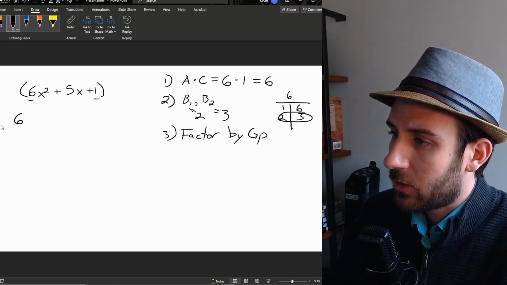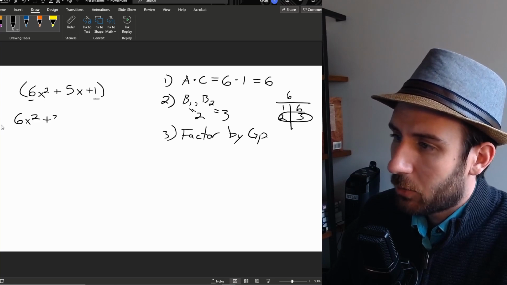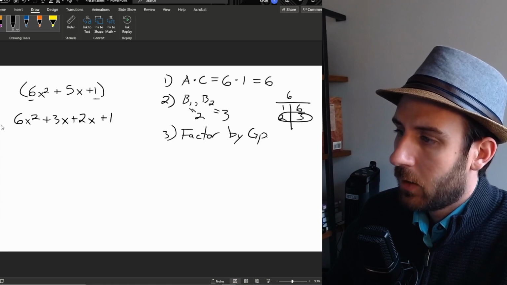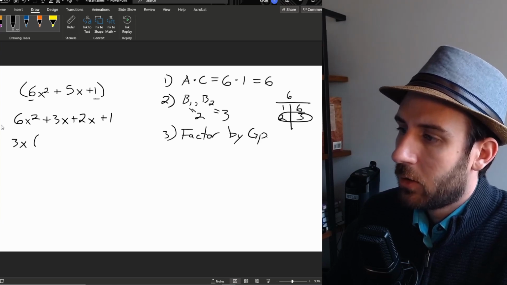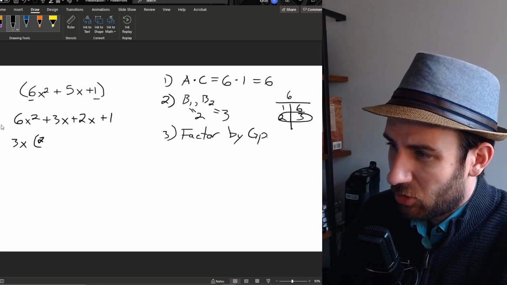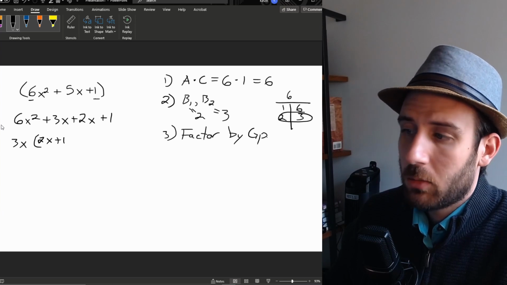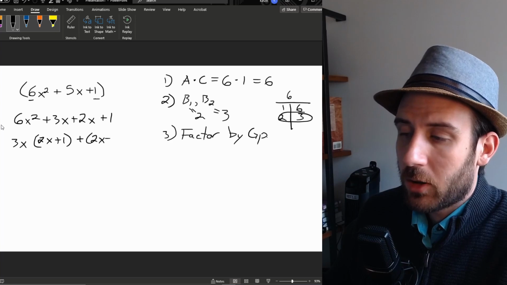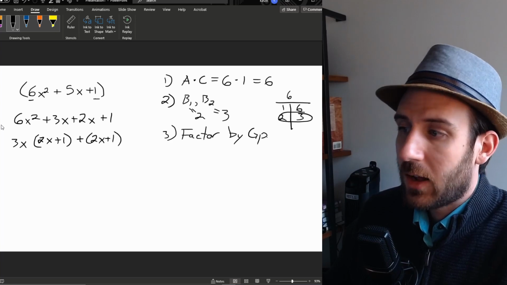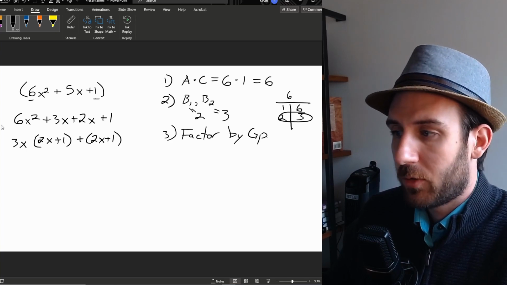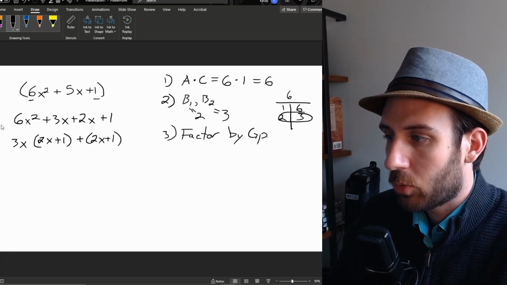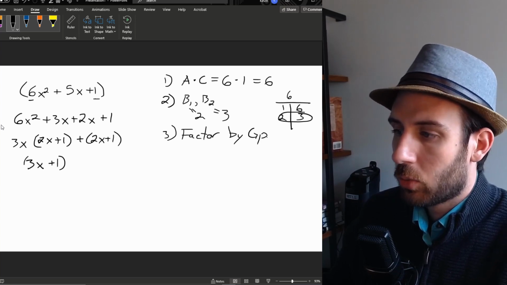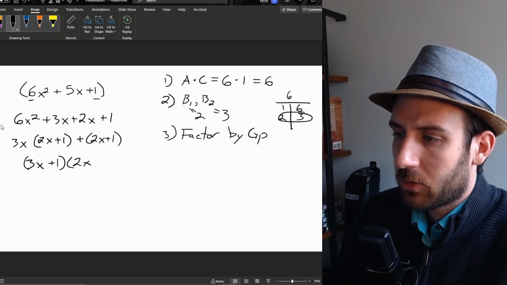So this would be 6x squared plus 3x plus 2x plus 1, which would give me 3x times 2x plus 1, and then plus 2x plus 1. That works out well. And so if I pull out the 2x plus 1 from the first term and I factor it out of the second term as well, that leaves me a 3x and 1 groups of 2x plus 1.